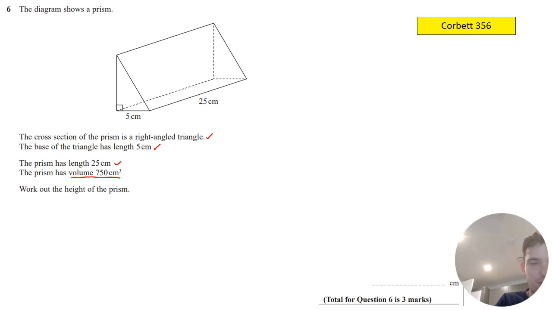Okay, that's important. I can see that this is a question about volume, and it's asking me to find out the height of the prism. So where is that height? It's up here. Let's call that h, because that's an unknown that I need to find. Okay, so I need to remember how to find the volume of a prism. So I'm going to write down my formula for volume of a prism, which is the cross-sectional area times by the length.